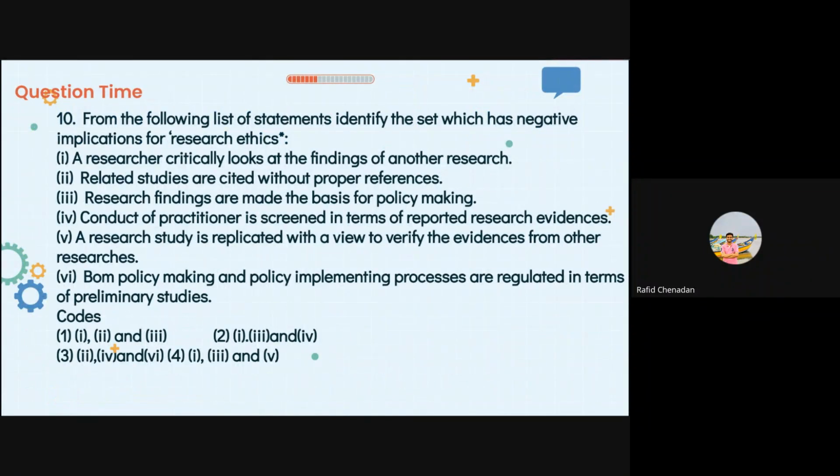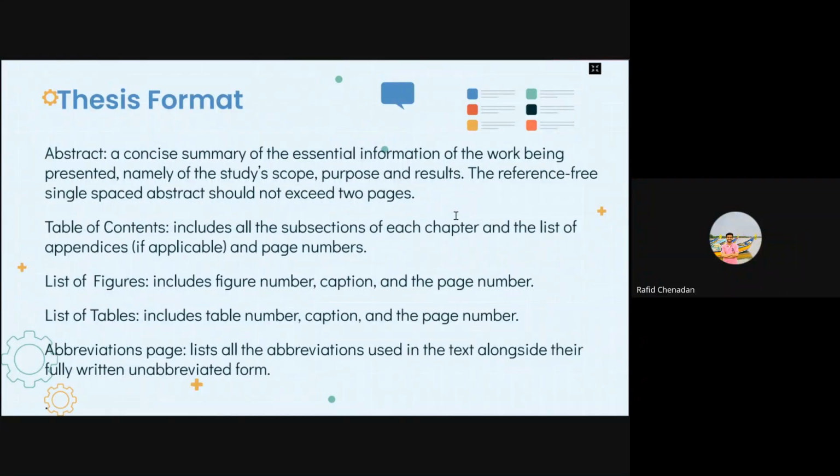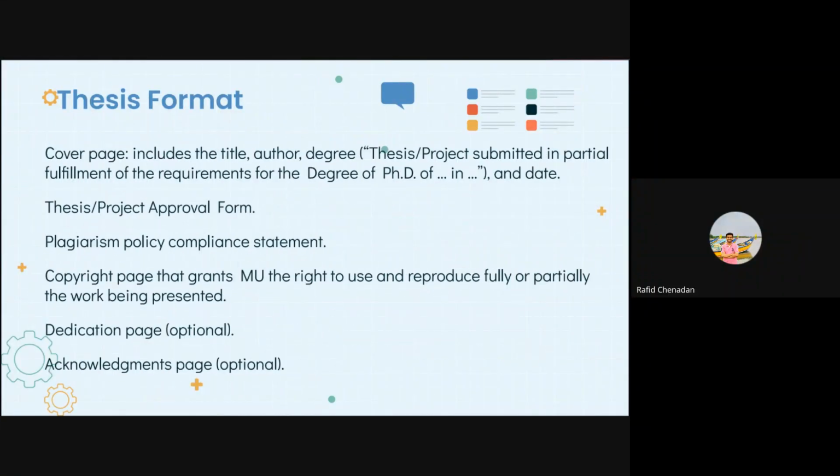Okay, it's question time. I think it's about time. Maybe we'll skip a few questions and we'll proceed to the last part. Yeah, this format is important. So we'll just quickly go through that.